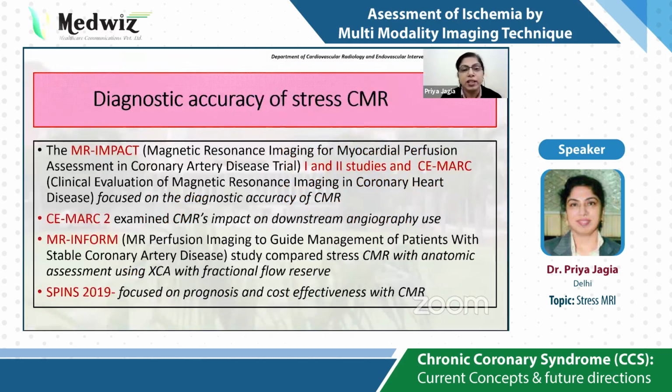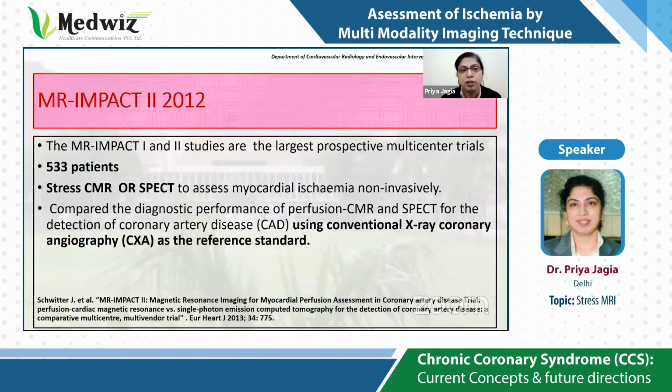So there are many studies which have talked about the diagnostic accuracy of stress MR. They have compared it with the SPECT. They have compared its impact on the downstream angiography used. They have compared how it helps in guiding the management vis-a-vis SPECT, vis-a-vis FFR, vis-a-vis using the NICE guidelines. And lately, the SPINS 2019 published from USA has focused on the prognosis and the cost effectiveness with the cardiac MR. So let's talk about them briefly.